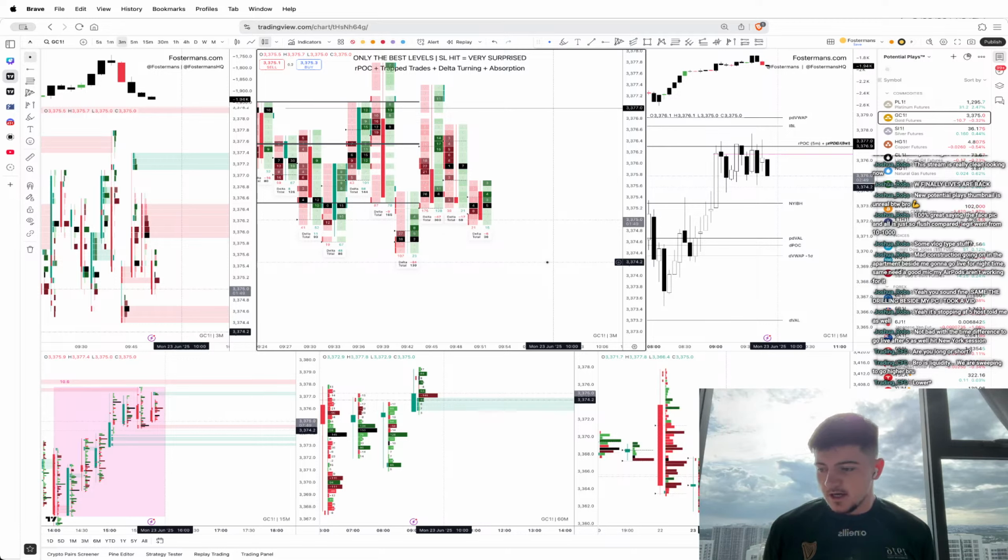Trying to get this. We haven't had a close below yet. Still hovering around this value. So we are.